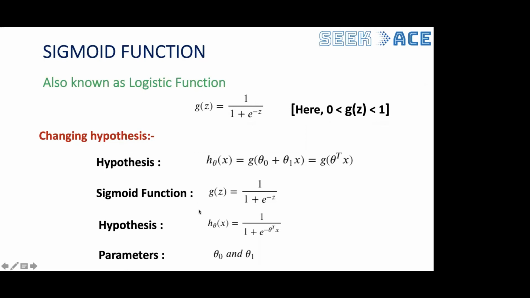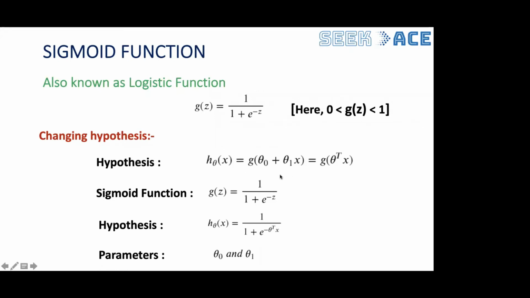So we use the sigmoid function to transform our h theta x. This h theta x will be 1 over 1 plus e to the power minus z, where we replace z with theta transpose x. This will be our hypothesis, h theta x, and what we want is for it to be in the range of 0 and 1 now.